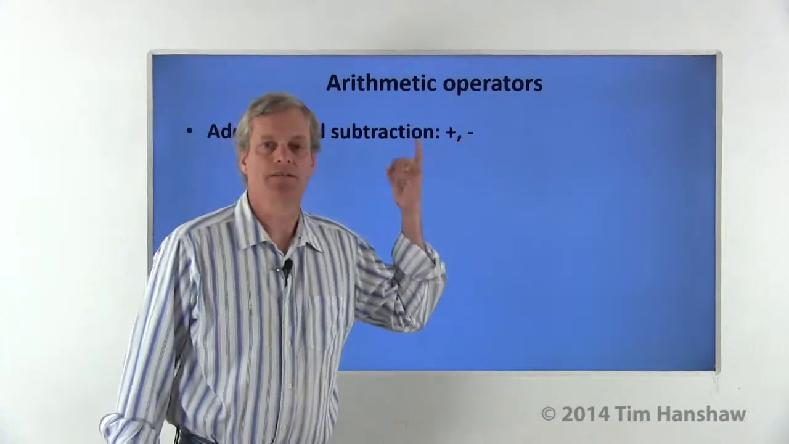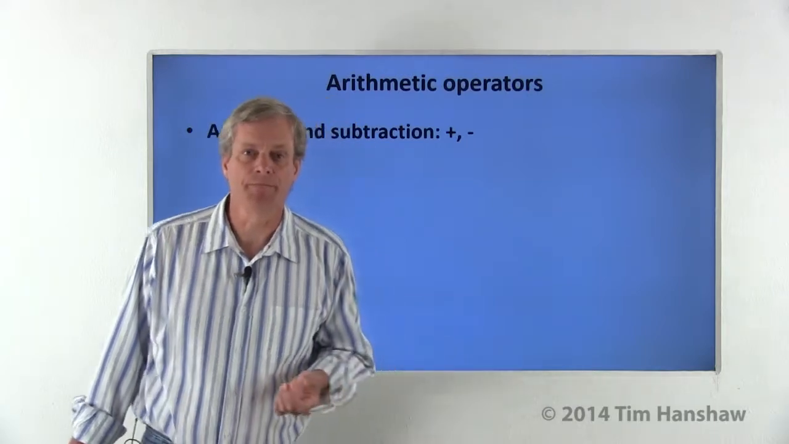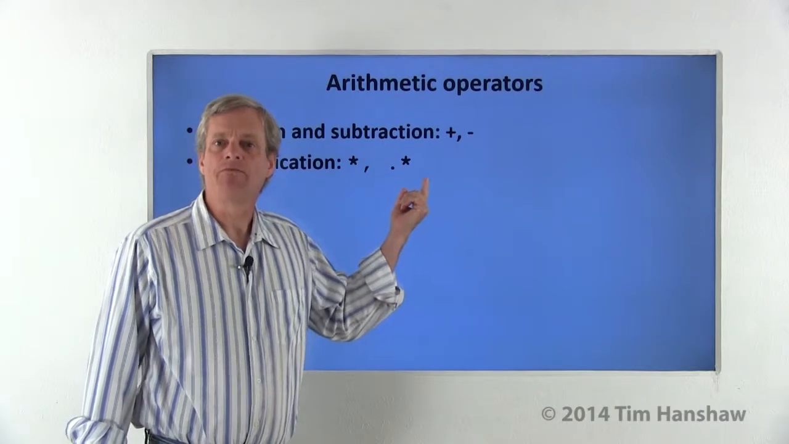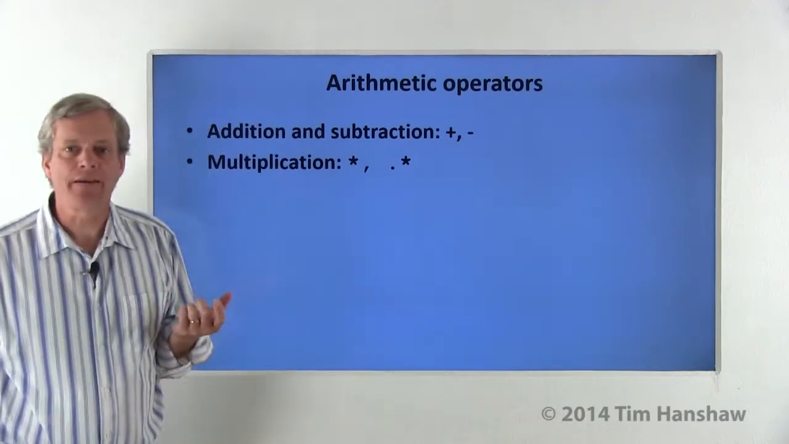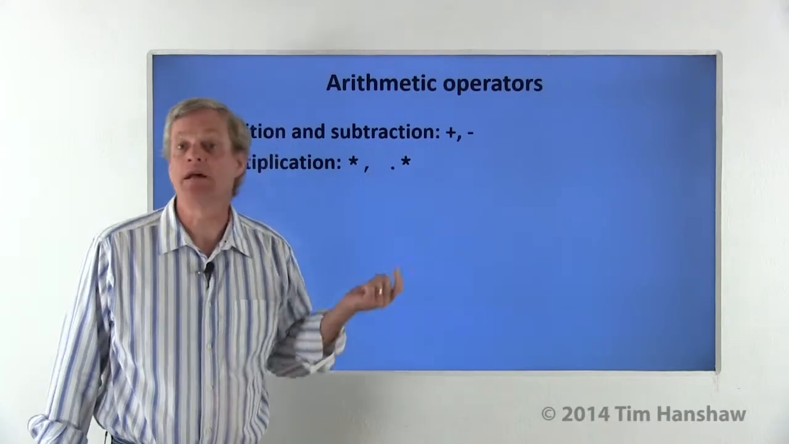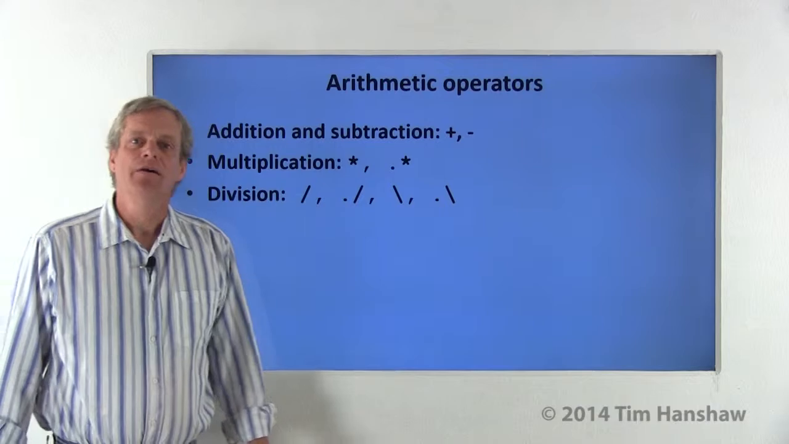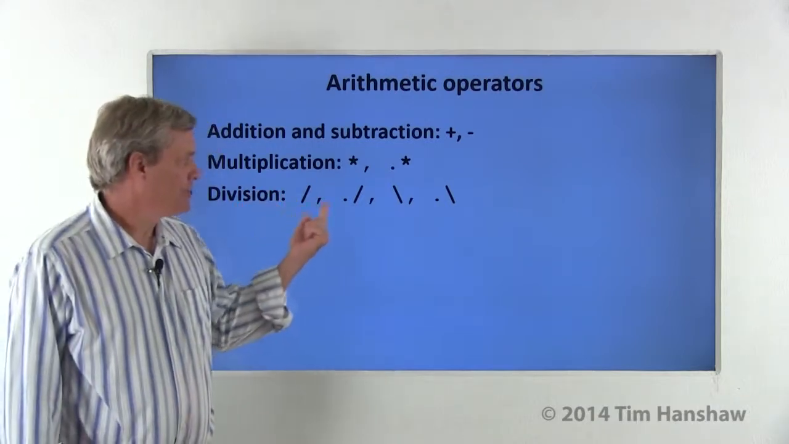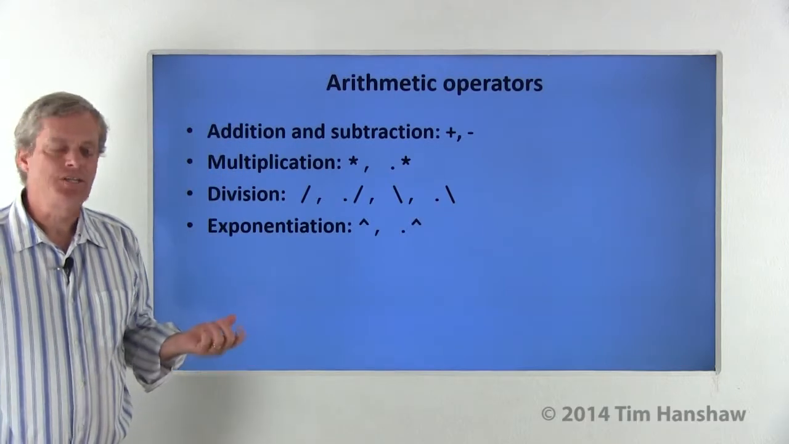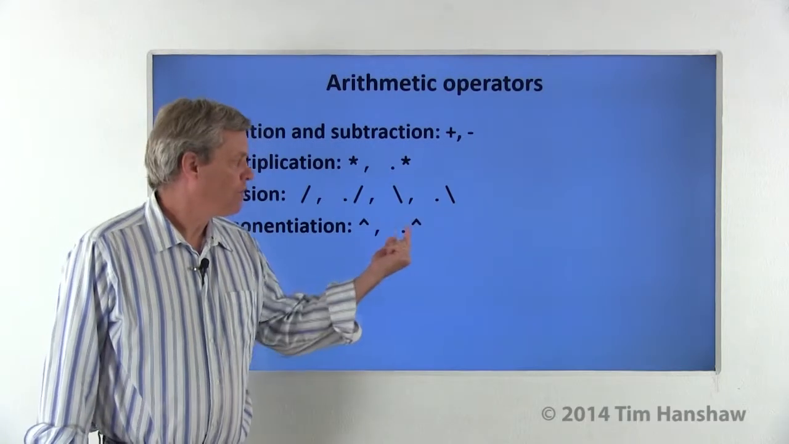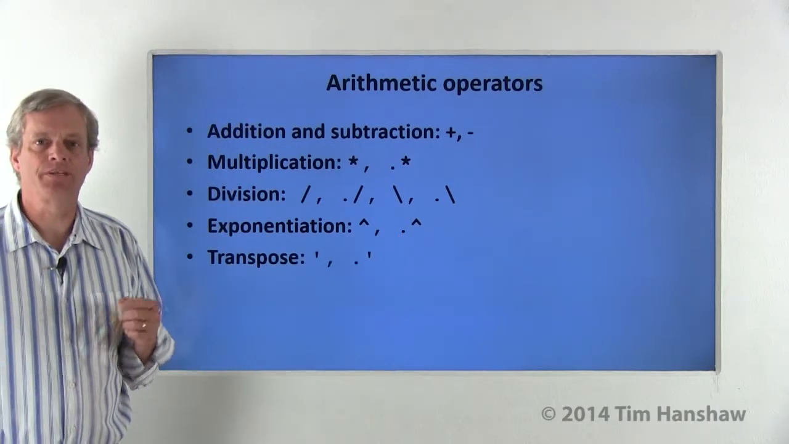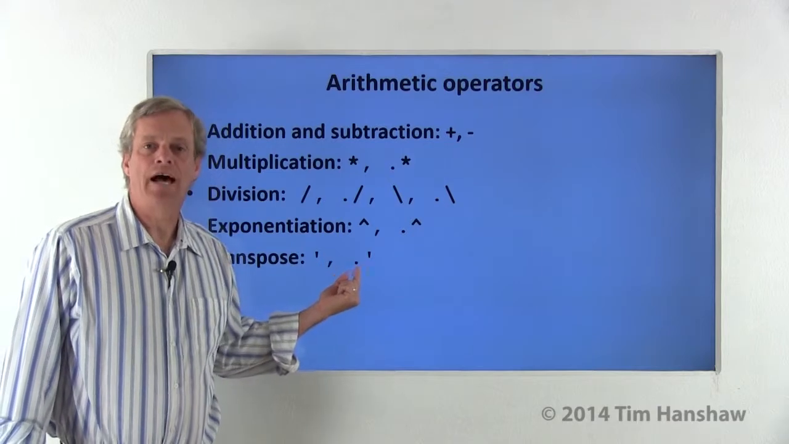The plus and minus signs, of course, perform addition and subtraction. Multiplication can be done with the asterisk symbol or with a period followed by an asterisk. This pattern of a dotted and an undotted operator will be true of all of our other operators. I'll explain the difference in a few minutes. There are four division operators: slash, dot slash, backslash, and dot backslash. Exponentiation is done with the caret symbol or with the caret symbol with a dot in front of it. Finally, transposing a matrix can be done with a single quote or with a dot and then a single quote.